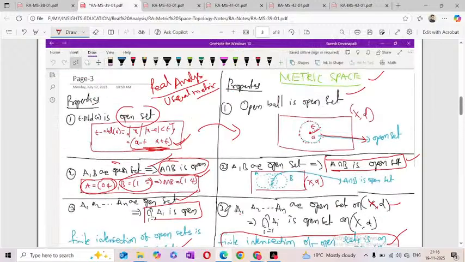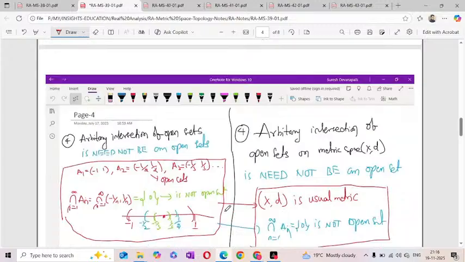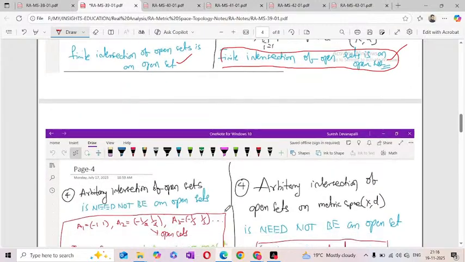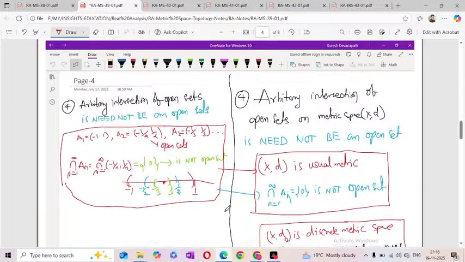This one is related to the intersection. Now it is only finite. Now I'm taking the arbitrary intersection. So before going to arbitrary intersection, I'm taking an example. A1 is minus 1 to plus 1, A2 is minus 1/2 to plus 1/2, A3 is minus 1/3 to plus 1/3. Now I'm taking the infinite arbitrary intersection of all these sets.